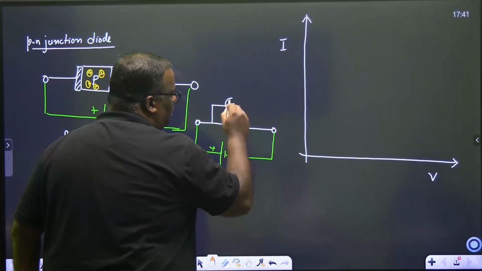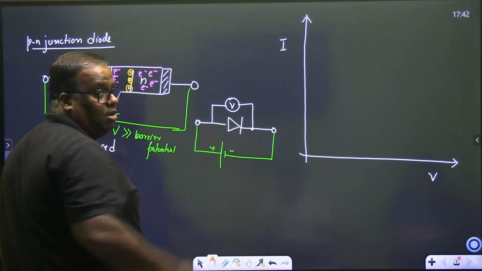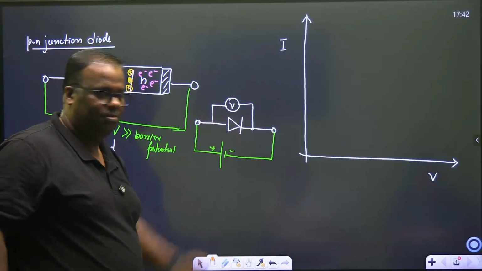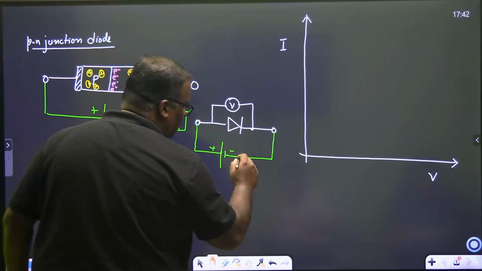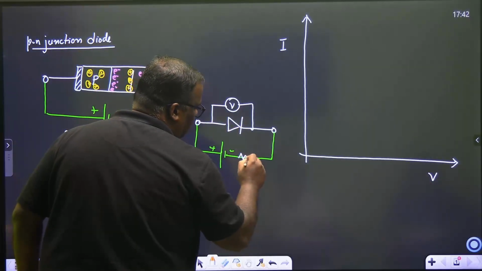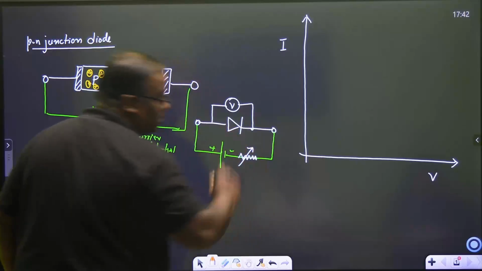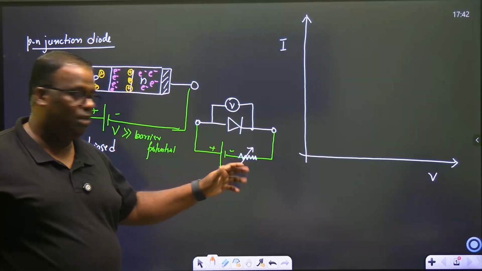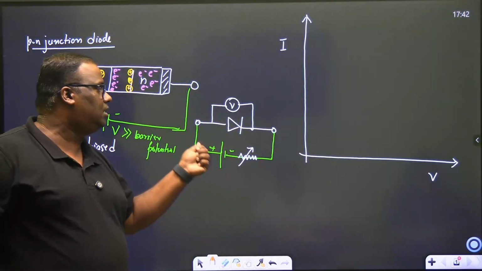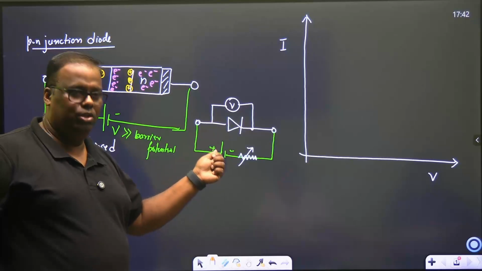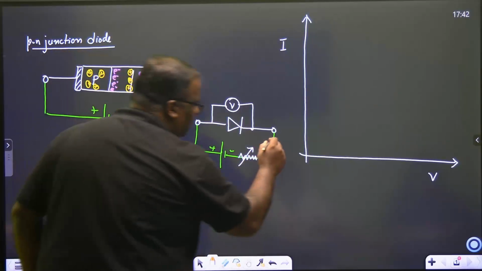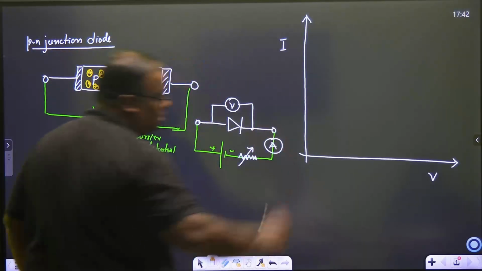In the lab, you will be connecting a voltmeter out here to see what the potential is. And then we can put one variable resistance out here. Variable resistance means you can increase or reduce the voltage, right? And you can connect one emitter out here in series.